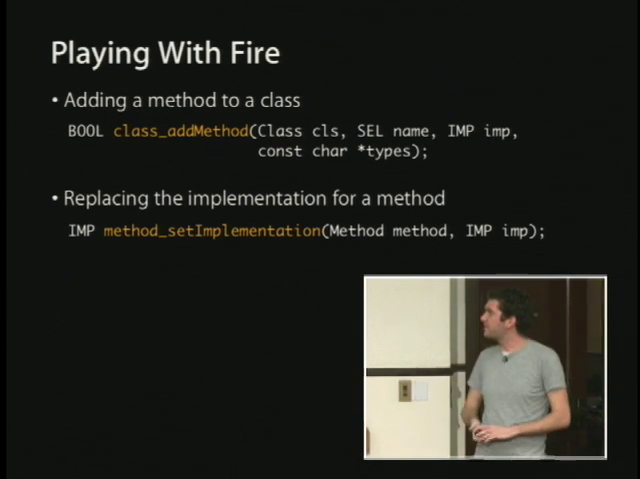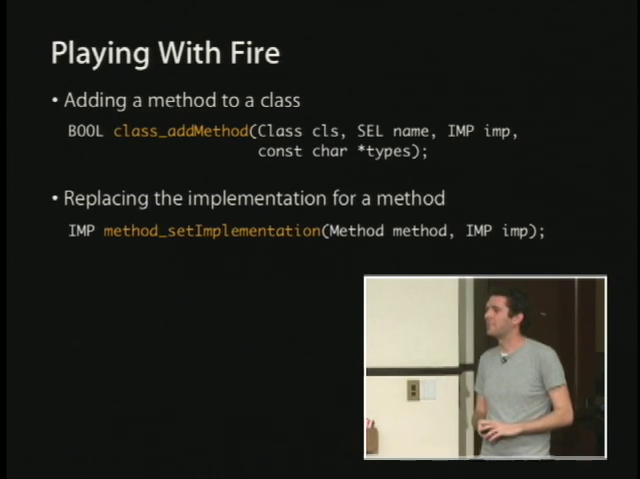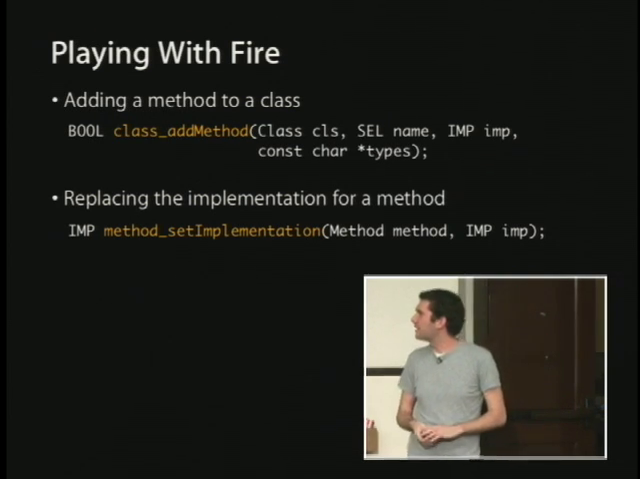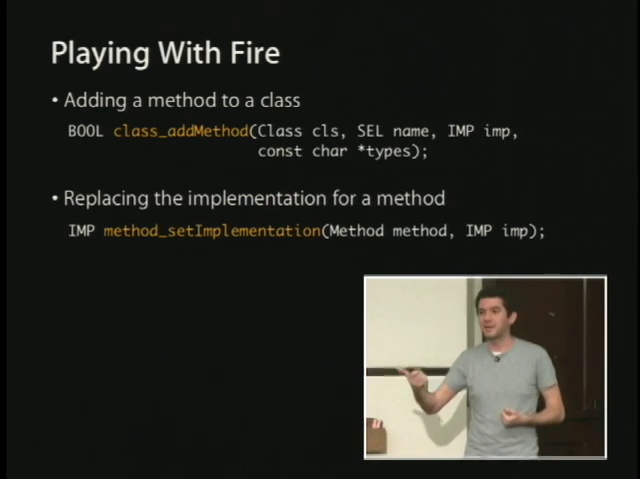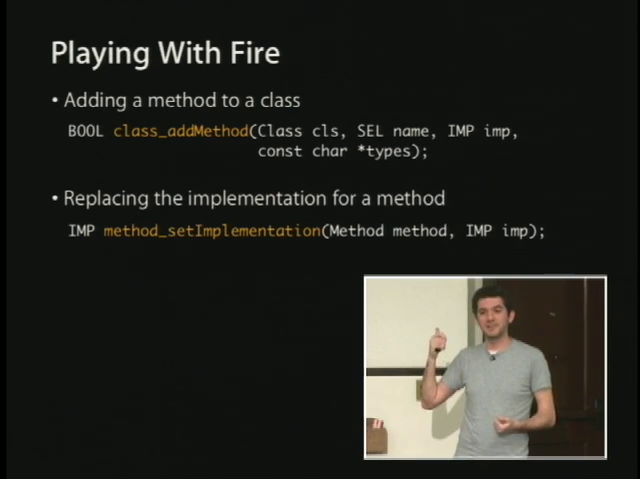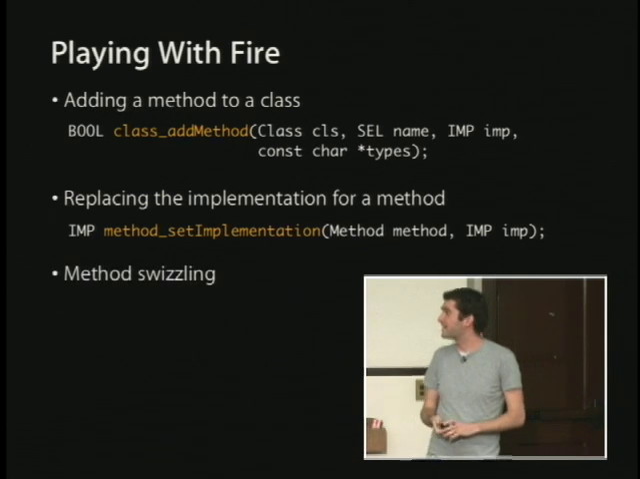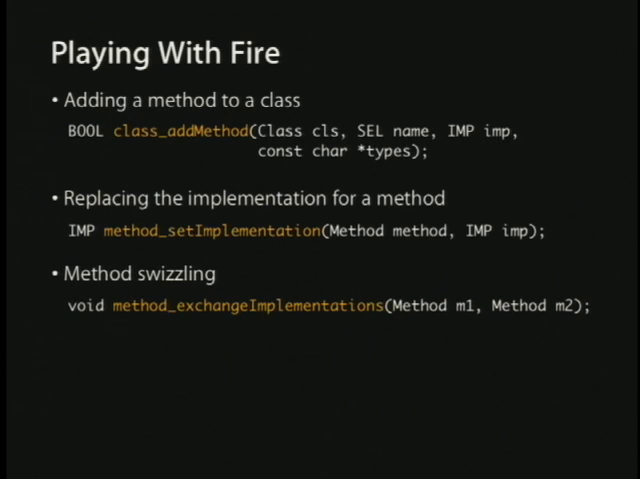You can also replace the implementation for an existing method. This is the part where you really don't want to do this to UIKit classes or other framework classes. Basically, you can call method set implementation, which, given a method like we got back from that class get methods function, you can pass a new imp to replace what will get called when someone sends that message.